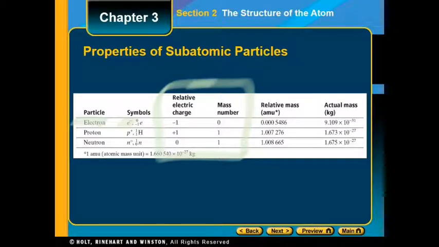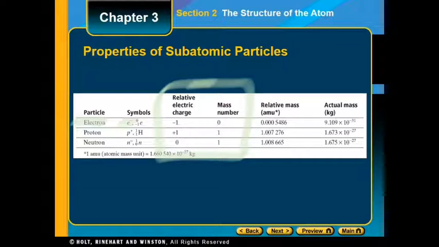So let's go ahead and look at the word relative. If you were to think of the word relative as far as your family goes, that means you are related to someone else. The word relative here means how the electron is related to the proton and the neutron in general, without giving actual specific values. So the electron is said to have a -1 charge as compared to the proton and neutron.